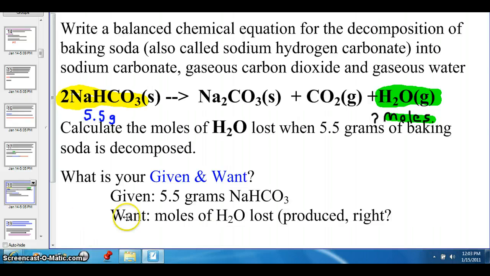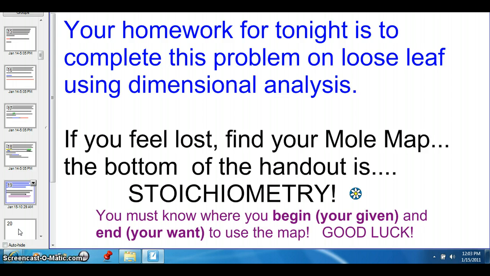So, try to set this up. What's your given? What do you want to find? How do you find the moles of water lost? That's the same thing as the moles of water produced. All right, so you're on your own. Do this, complete the work, bring it in.